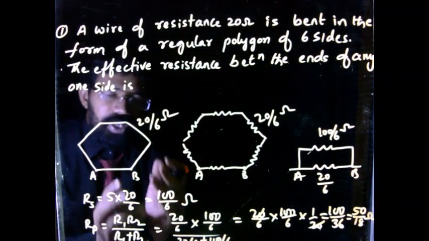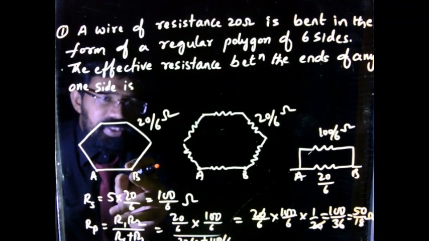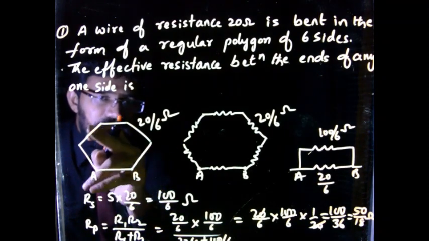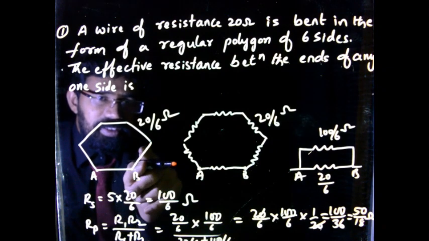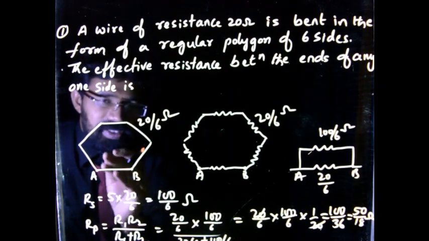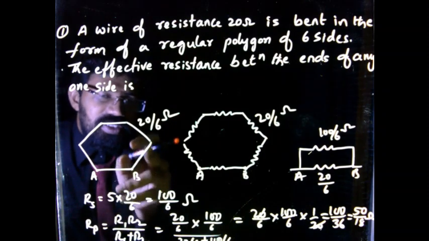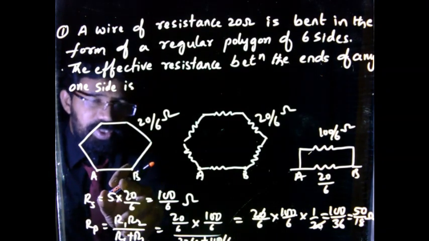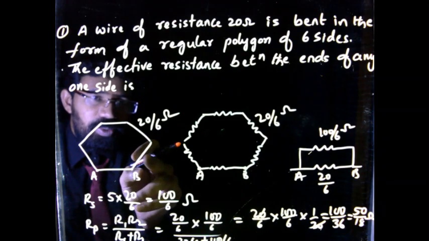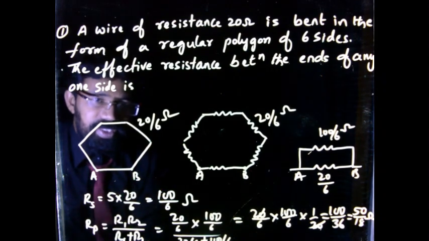So see children, what I have done here, whatever wire is taken, with that wire I have constructed one regular hexagon. In case of regular hexagon, each side length is same. If lengths are same, each side's resistances will be same. The total resistance is how much? 20 ohms. Then each side's resistance will be how much? 20 by 6, isn't it?